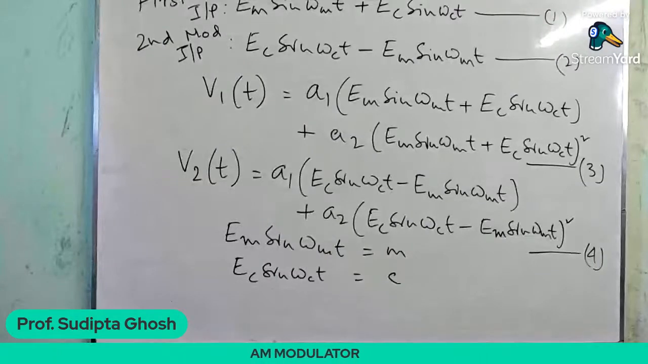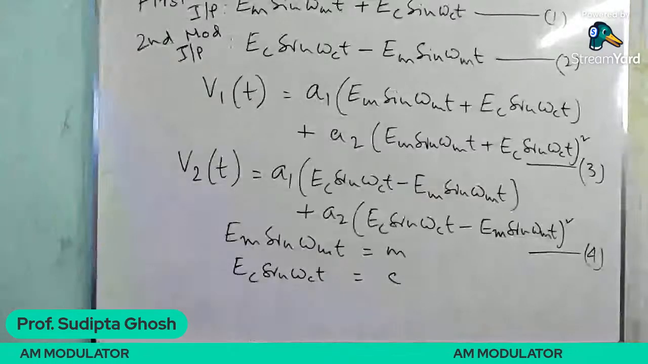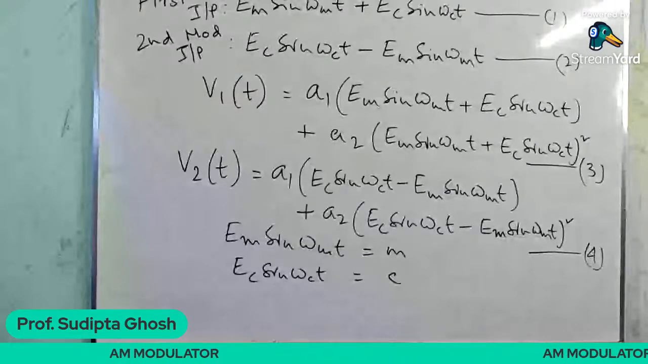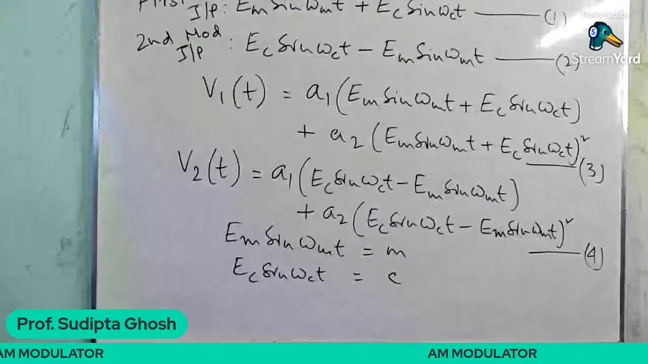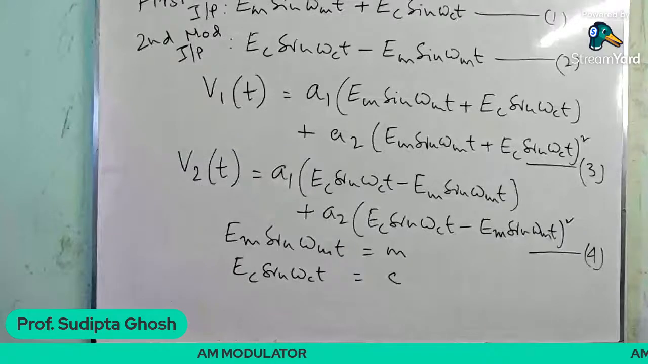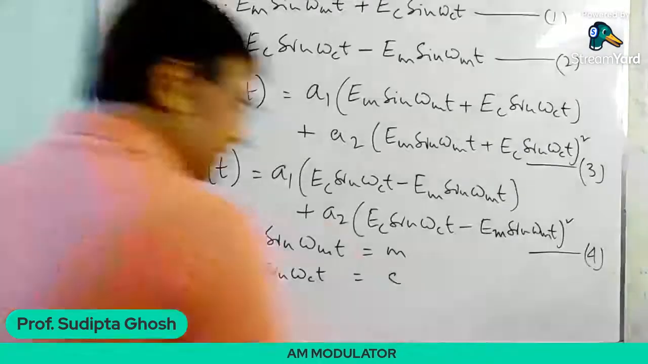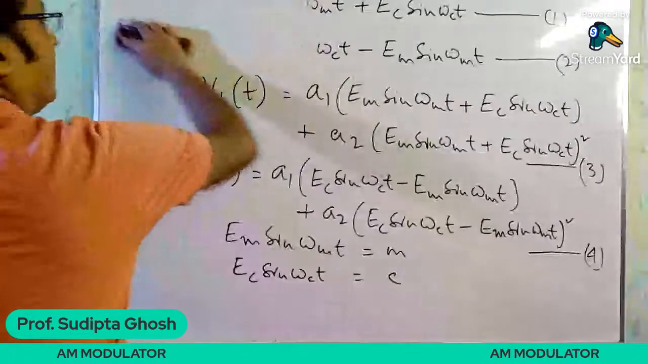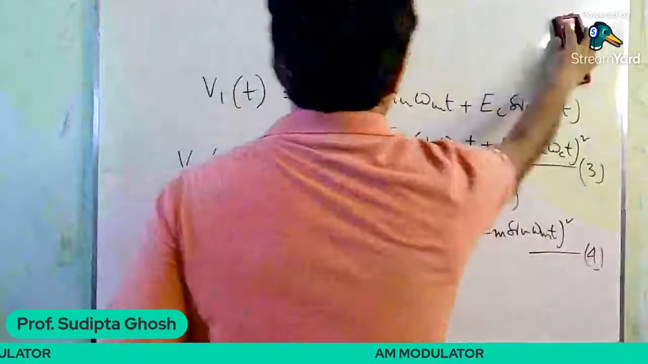So now these equations, that is equations 3 and 4, can be written as V1(t) equals A1 into (C plus M) plus A2 into (C plus M) whole square, and equation 4 can be written as V2(t) equals A1 into (C minus M) plus A2 into (C minus M) whole square. So just write this and you can see that these equations are reduced.